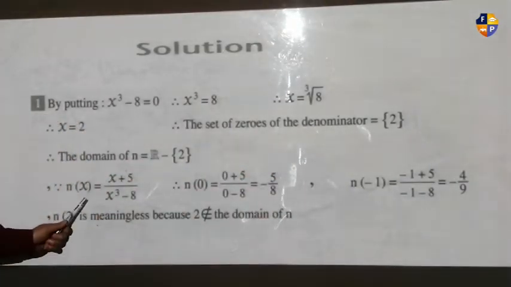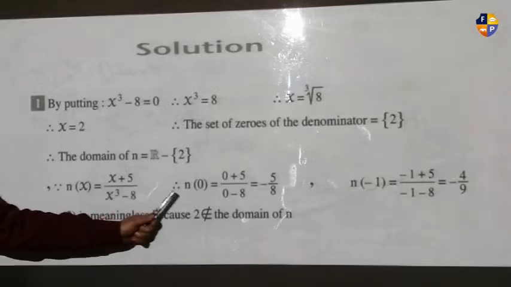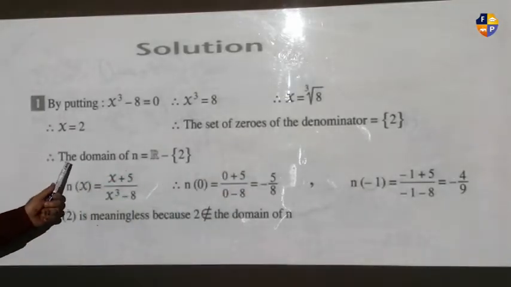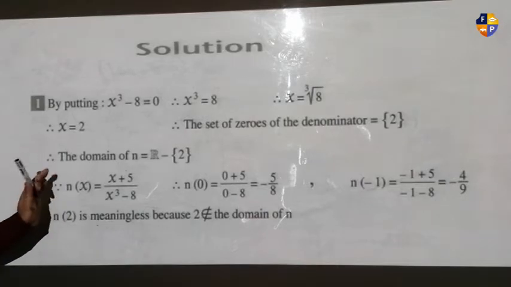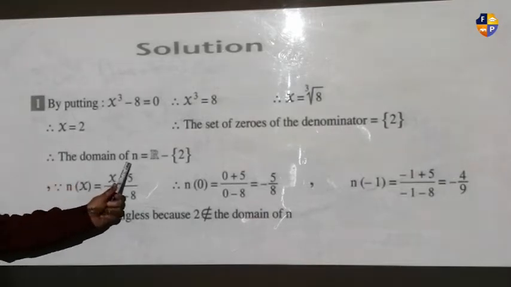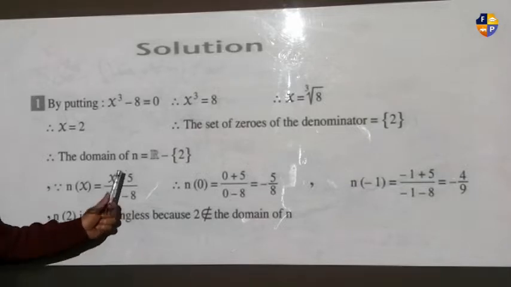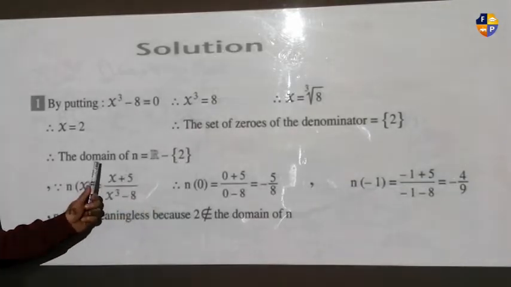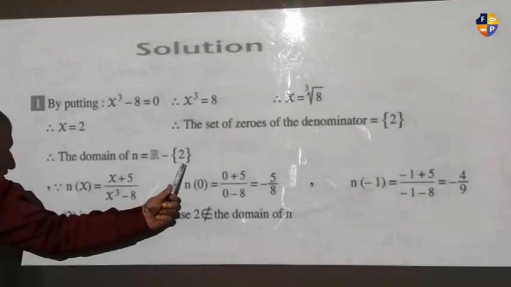Then this is the function. Okay, n(0) equals 5 over 8. But we find the domain before any steps. The domain of n is R minus the set of zeros. The set of zeros of the denominator equals {2}, then the domain equals R minus {2}.